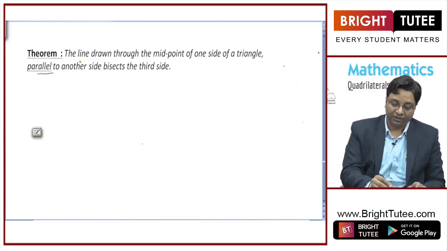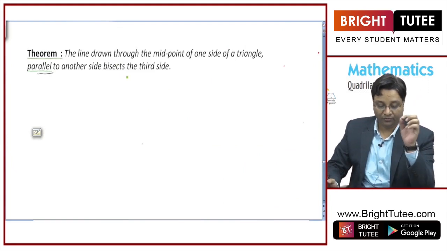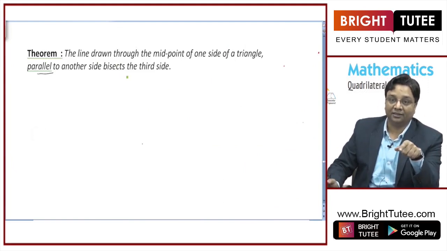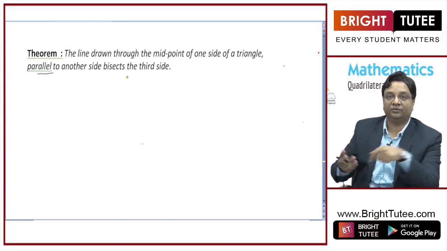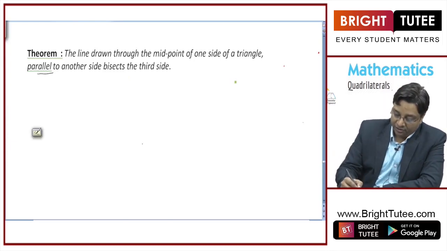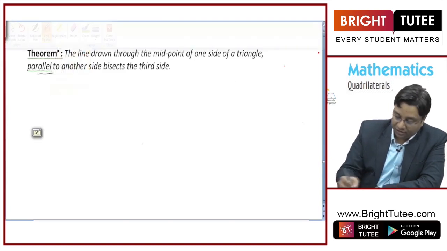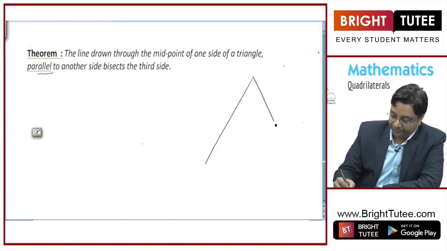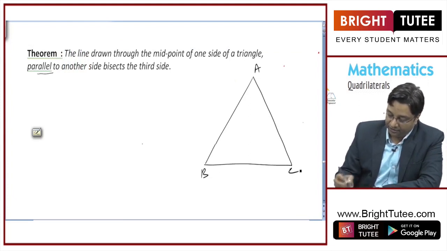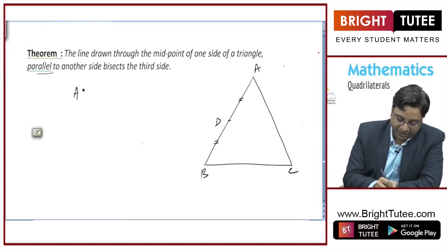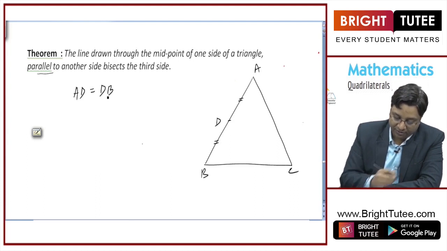So now I'll prove this theorem. The line drawn through midpoint of one side of a triangle parallel to another side bisects the third side. This is also the converse of the theorem that we just proved. So if I have got a triangle, let us say this triangle ABC, and of side AB I take midpoint as D. So AD will be equal to DB.